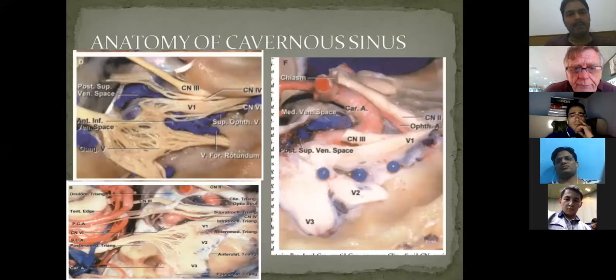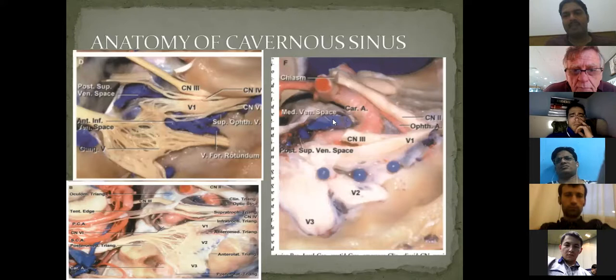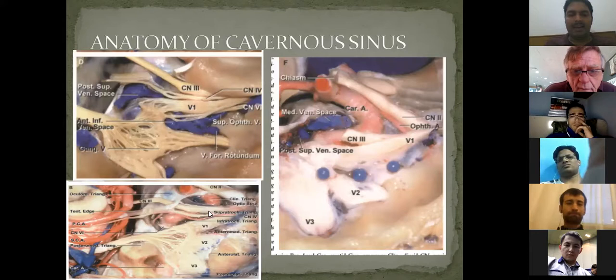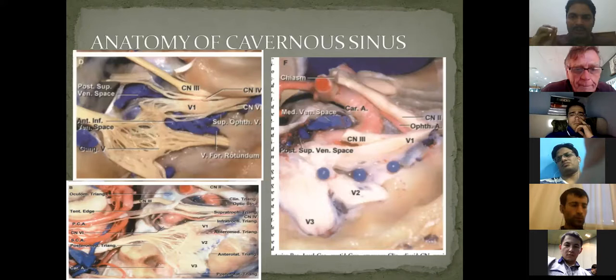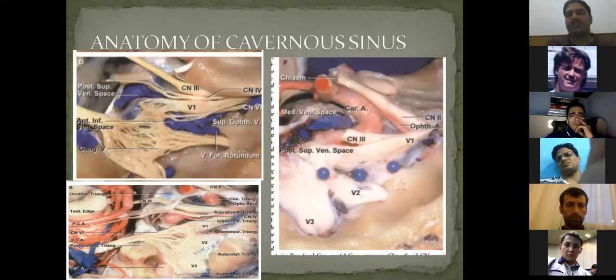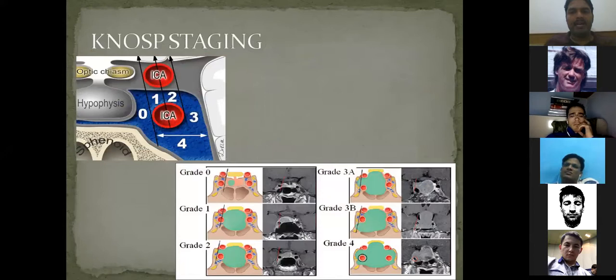And this is a glimpse of the anatomy of the cavernous sinus. Parkinson classified the cavernous sinus spaces into the posterior superior space, anterior inferior space, and the medial venous space. And of course, you know the triangles of the cavernous sinus: the oculomotor triangle, the clinoidal triangle, the supratrochlear and the infratrochlear triangles. But this talk is actually meant for the endoscopic endonasal anatomy. So all this anatomy is far beyond the scope of discussion today. And this is the Knosp staging for pituitary adenoma extension to the cavernous sinus.